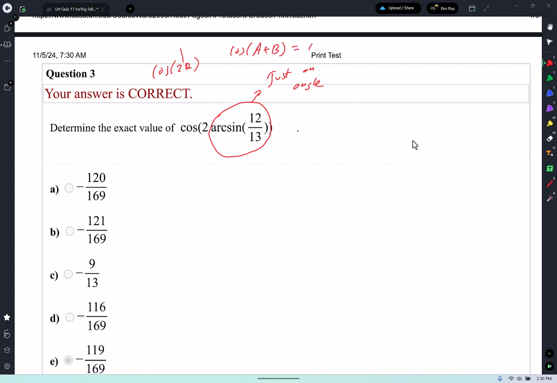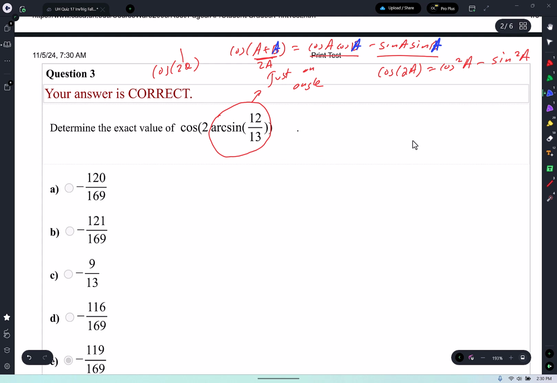Cosine A plus B: cosine A, cosine B, minus sine A, sine B. Okay, so here's how they derive the double angle for cosine. Pretend that B is an A. Now look, isn't that 2A? So my double angle formula for cosine 2A is cosine squared A minus sine squared A. OMG. See, because that's cosine times cosine, that's sine times sine. Isn't that cool?